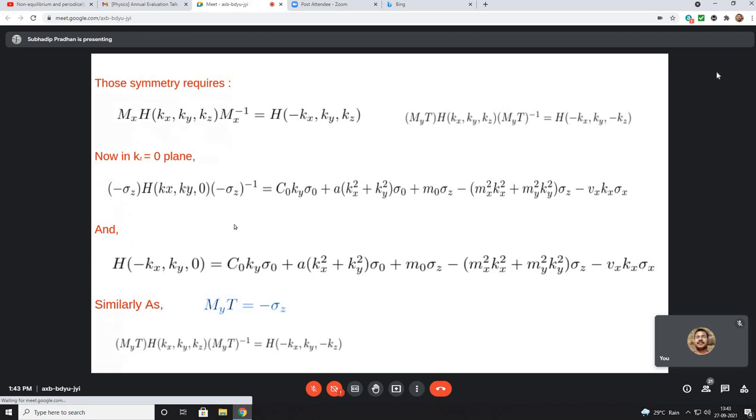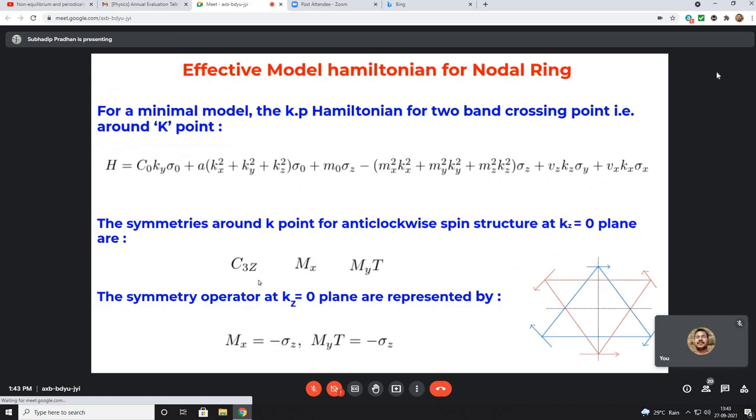So this effective Hamiltonian which I am talking about preserves this MX symmetry, and MYT, also written as minus sigma Z, should also be preserved. So this Hamiltonian and CZ can be written as an identity or sigma Z, sigma 0 matrix. So this Hamiltonian preserves those symmetries which we mentioned before.